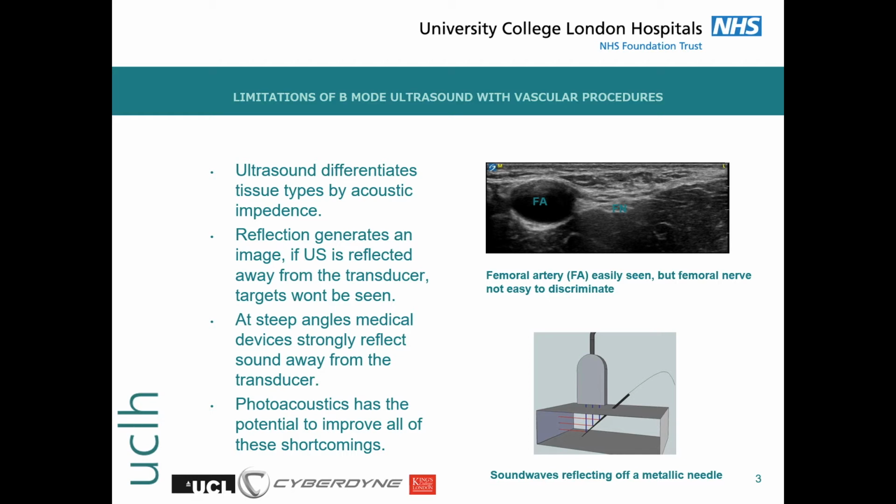Sound must be reflected by tissue interfaces back to the transducer to generate an image. If the angle of insonation is such that the ultrasound is reflected partially away from the transducer, targets can be missed. Similarly, where medical devices are inserted at steeper angles, reflected sound away from the transducer leads to the reduced likelihood of imaging the device. This is shown in the second image. The addition of photoacoustics has the potential to improve many or even all of these shortcomings.